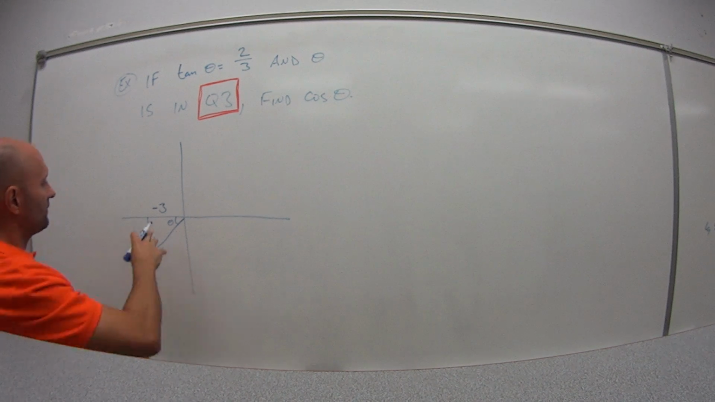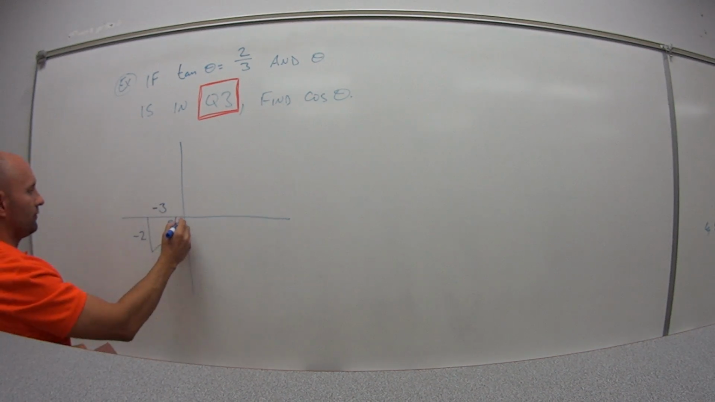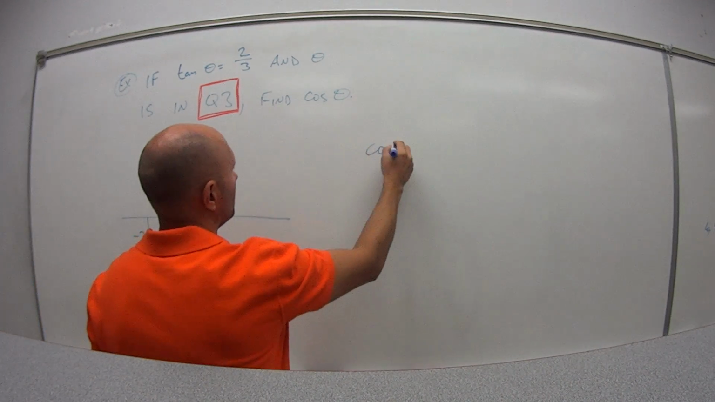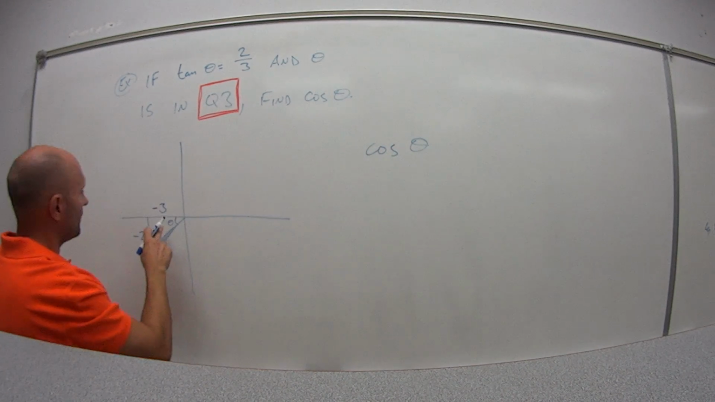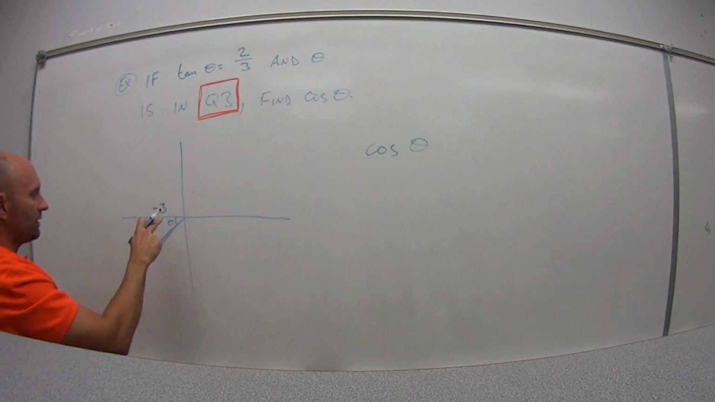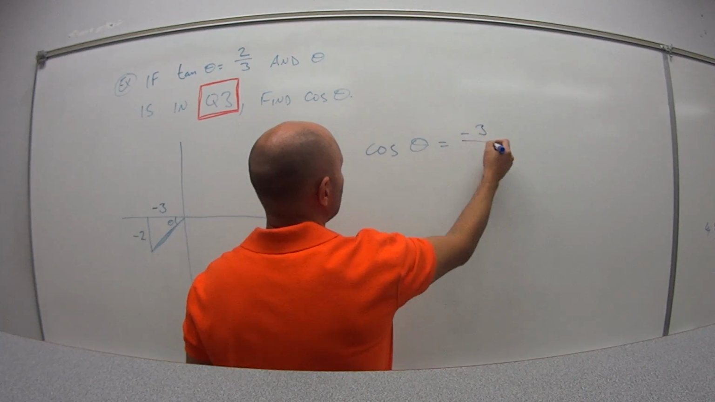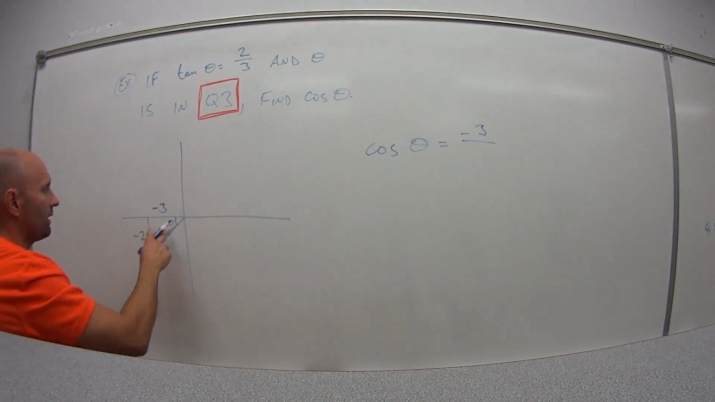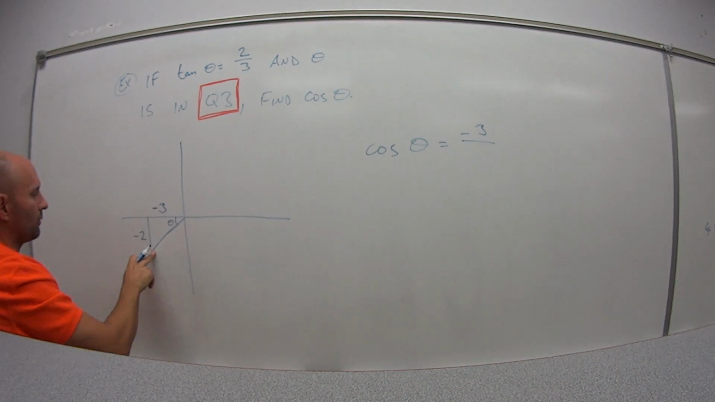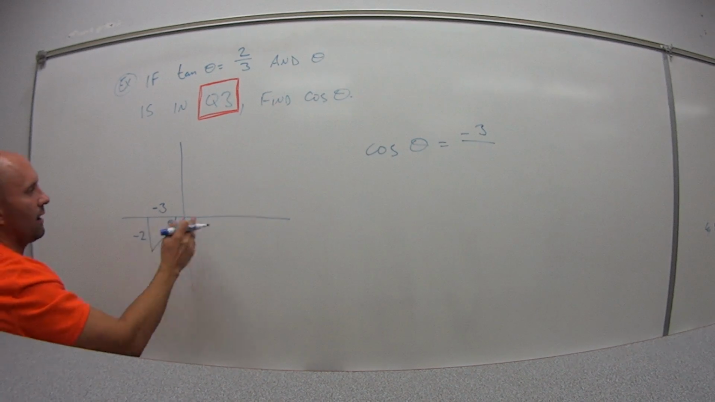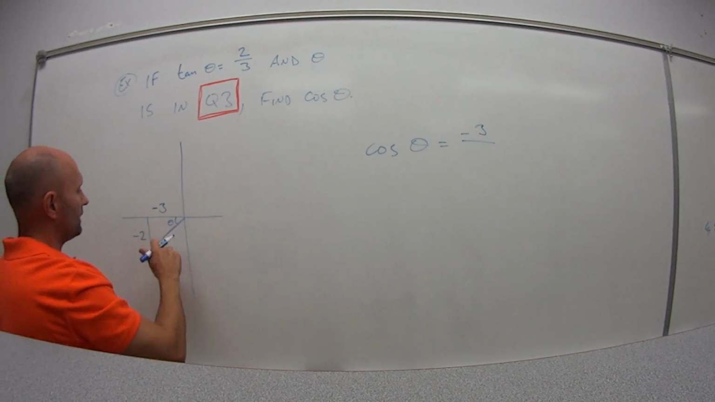So now, if that's the case, if this is my triangle, I still need to find out the length of this side, because cosine of theta would be what? Cosine is adjacent over hypotenuse. So cosine of theta is minus 3 over whatever this value of r is. Remember, we're talking about x and y and r. So I need to figure this out, and I can do that using Pythagorean theorem.